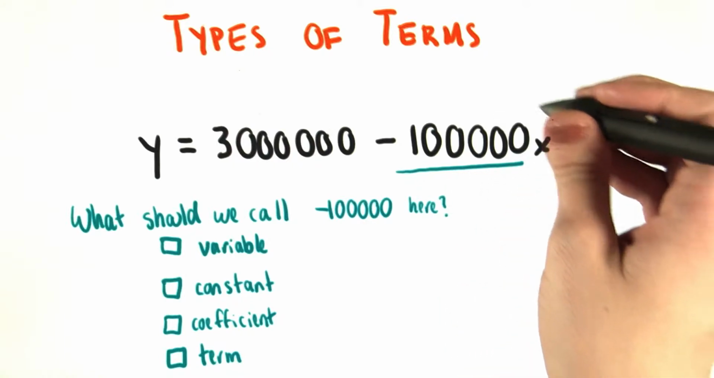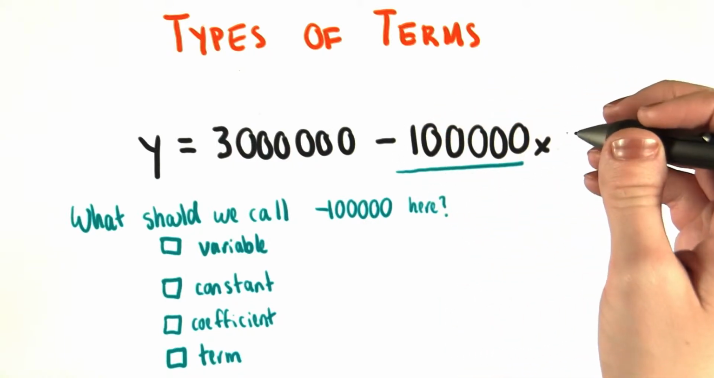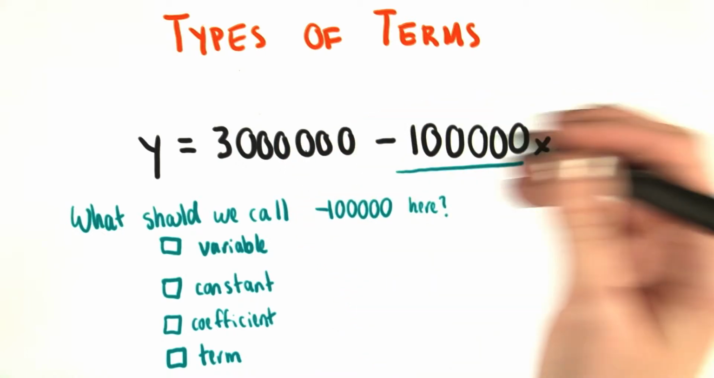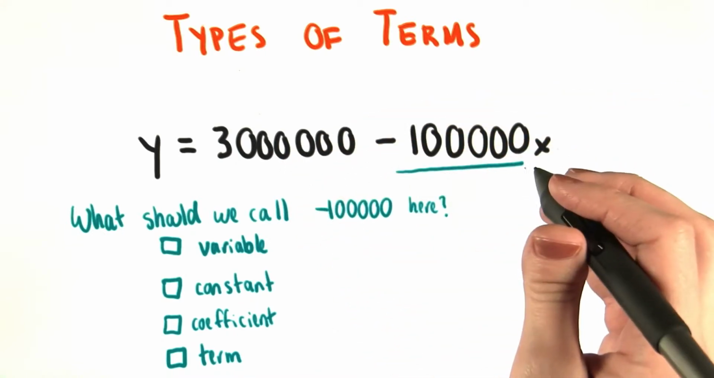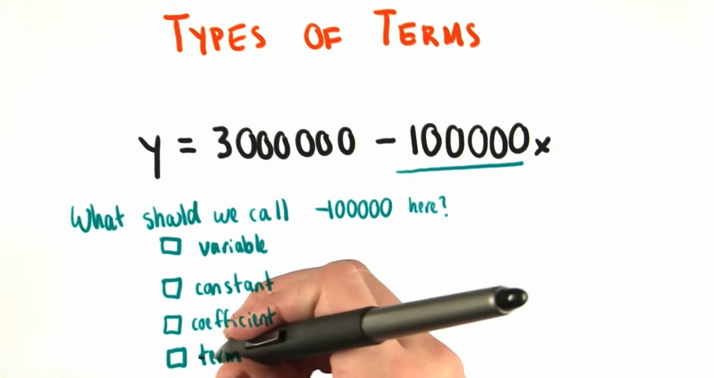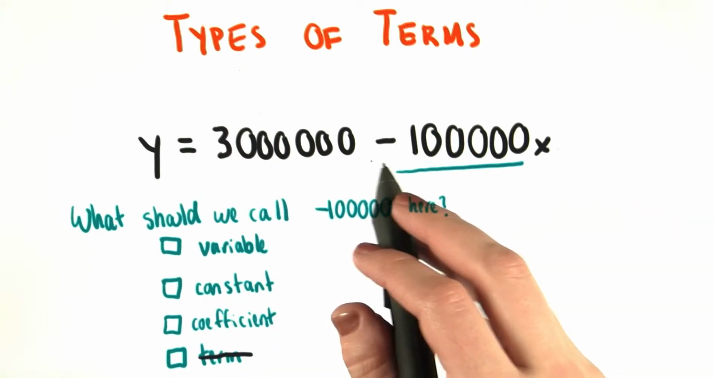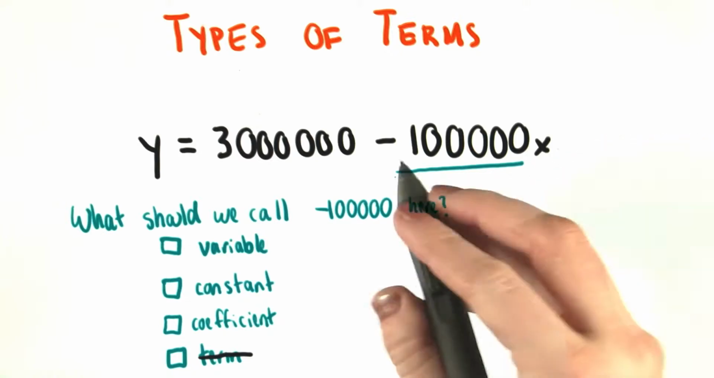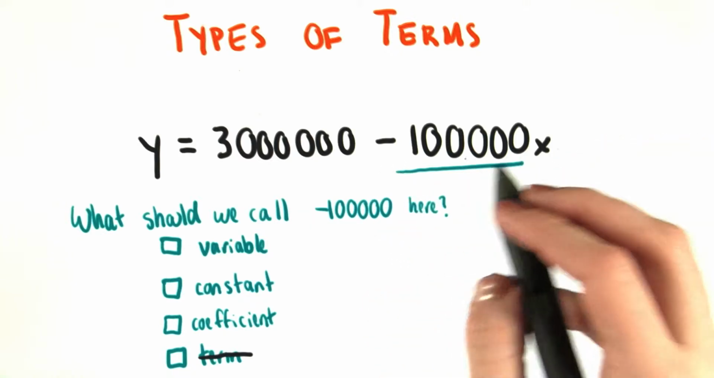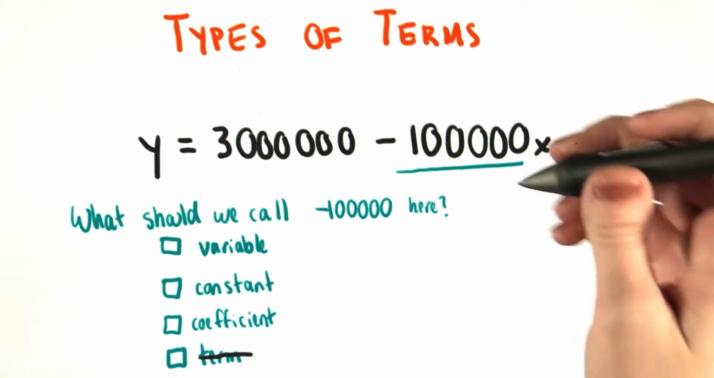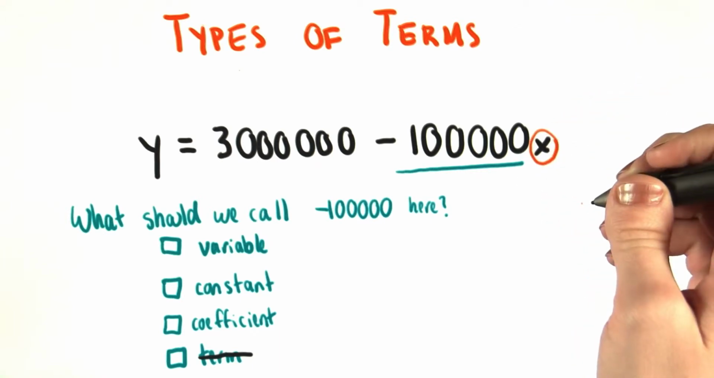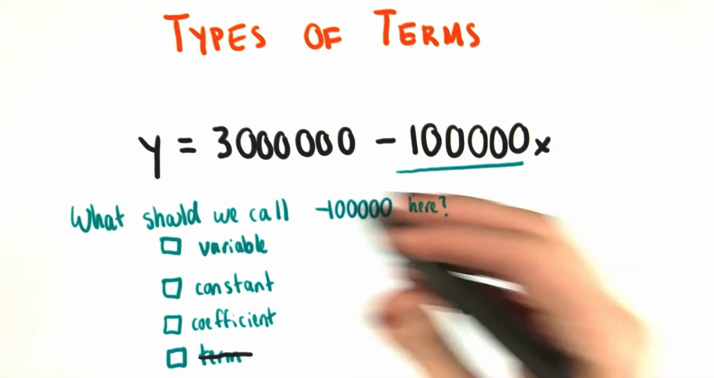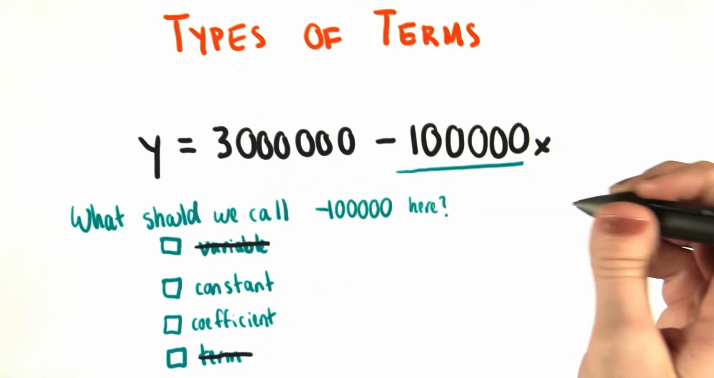Remember that the term is the whole thing that's going to be added to other things or subtracted from other things. So negative 100,000 on its own is not a term. So let's cross that out. We said earlier that negative 100,000x is a variable term as a whole, but it's not the negative 100,000 that makes the term a variable term. It's the x that does that. So negative 100,000 itself is not a variable.